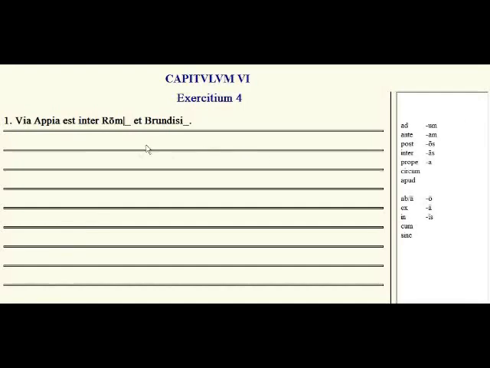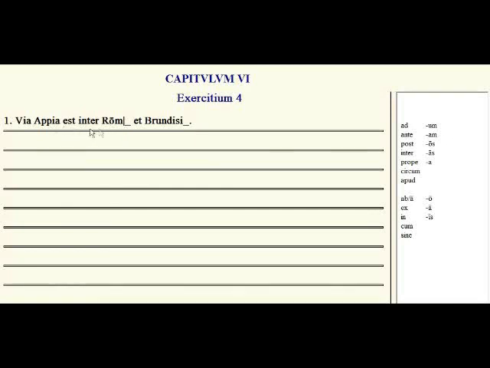Here we have the accusative and ablative prepositions. So we have the prepositions that take the accusative: ad, ante, post, inter, prope, circum, apud, and those prepositions that take the ablative: ab, ex, in, cum, sine. So what we need to do is put either the accusative or ablative ending depending on the preposition.